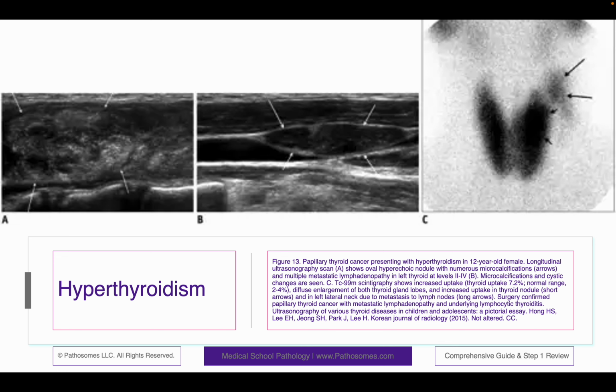And here we have imaging showcasing a papillary thyroid cancer presenting with hyperthyroidism in a 12-year-old female. Now that's very young. Typically you will see these in young adults or older. 12 years old, that's very early.